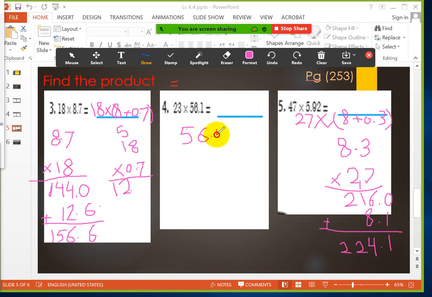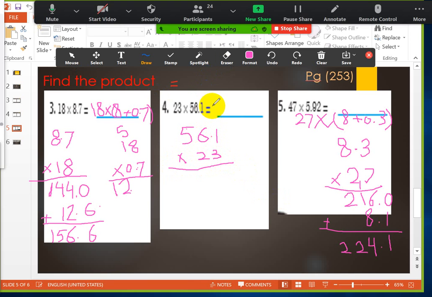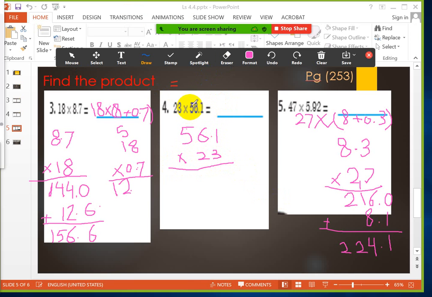56.1 multiply 23. Okay? Now I want to find the value of 56.1 in the expanded form. That means the value of each digit. It will be what? Okay, I will write it here. The value of the 5 equals what, girls? The value of the 5 equals 50.